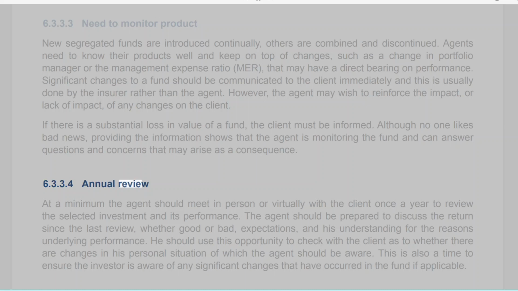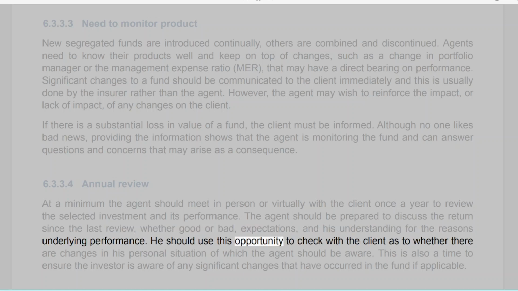6.3.3.4 Annual Review. At a minimum, the agent should meet in person or virtually with the client once a year to review the selected investment and its performance. The agent should be prepared to discuss the return since the last review, whether good or bad, expectations, and his understanding for the reasons underlying performance.